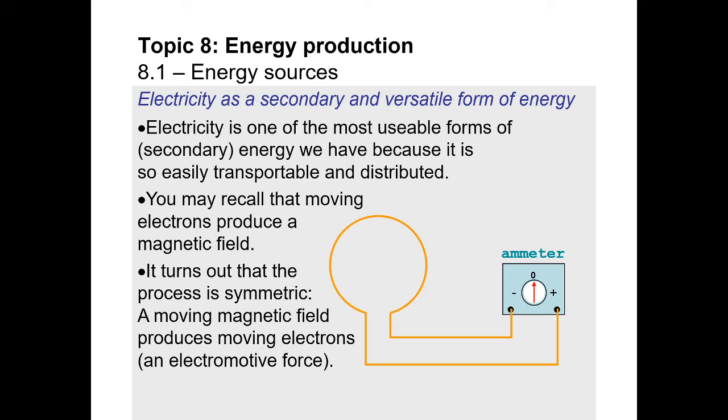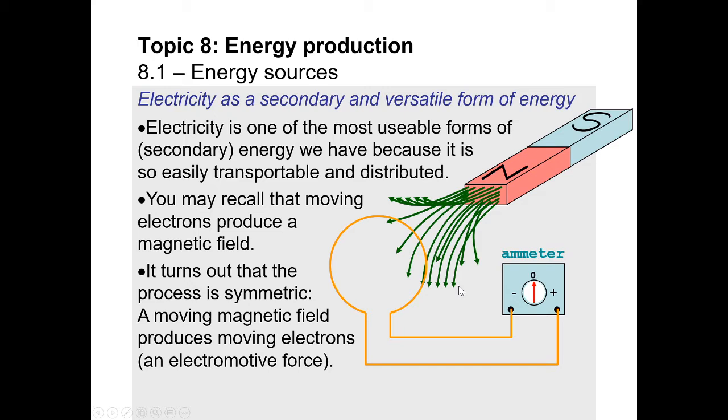For example, here in this slide, we've got an ammeter, which is measuring current, and we've got wires going around, so this is a circuit. Here is a magnet. Whether it's a bar magnet or an electromagnet, it has some kind of magnetic field. You can see the field lines coming out of the north pole of the magnet. When the magnet is held stationary, the magnetic field in the region of this loop is constant.